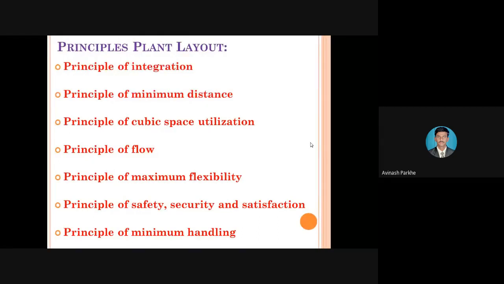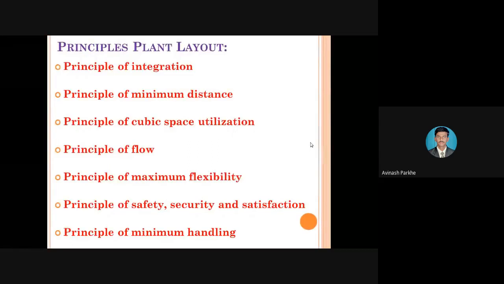Sometimes what happens in the industry, we perform all the operations on machine number 1. Then it is moving to machine number 2. Then it is moving to machine number 3. And again from machine number 3, that material is coming back to machine number 1. It means backtracking is taking place from machine number 3 to machine number 1. Such a situation should not happen in the industry.